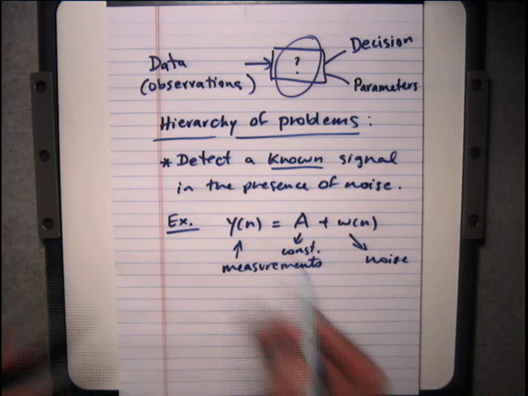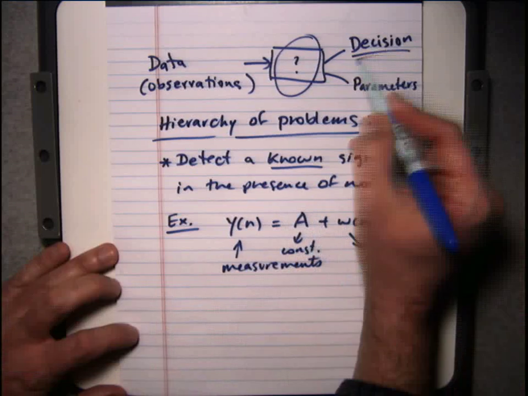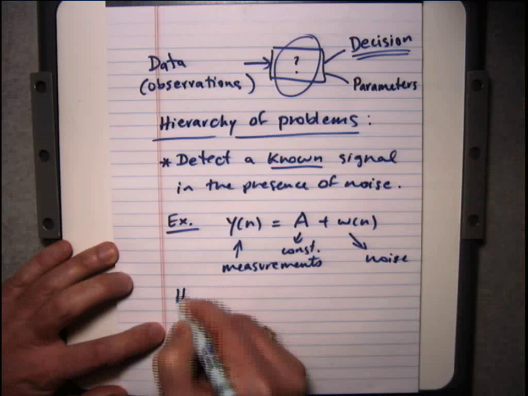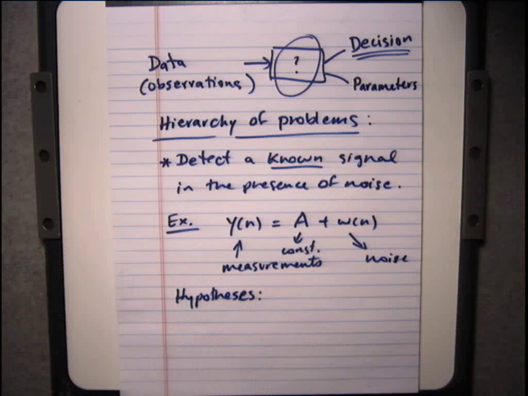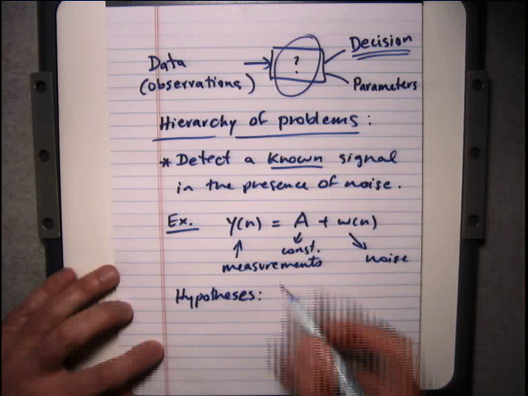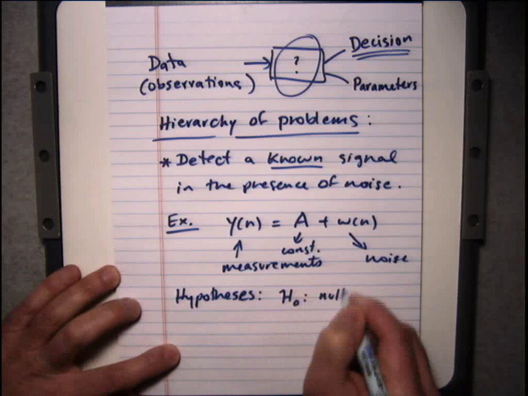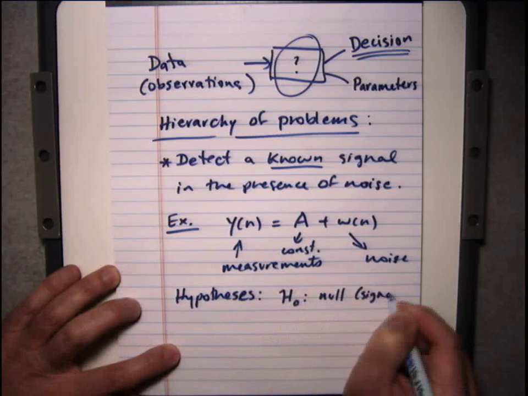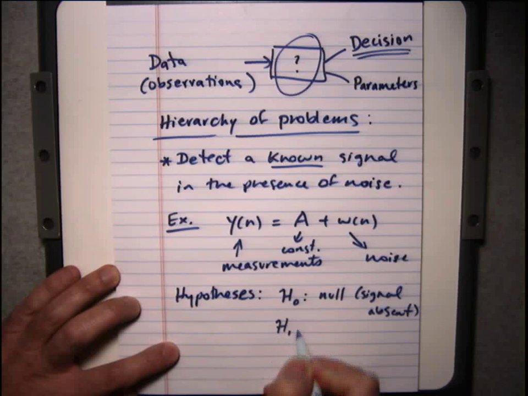Now, generally, because you don't know if this A is there or not, you remember you're talking about a decision problem now, you have two hypotheses. What's a hypothesis? A hypothesis is a possible state of nature, right? You're kind of guessing that this might be true or this other thing might be true. So you have two hypotheses. We call H0 the null hypothesis, and this typically means the signal is absent. I'll describe this in more detail in a moment. And hypothesis 1, this means signal is present.